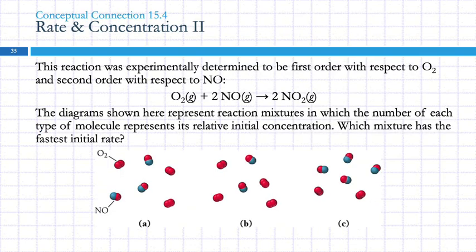So here's a problem where there's not really any numbers, no calculations. This reaction was experimentally determined to be first order with respect to oxygen, second order with respect to NO. The diagrams here show reaction mixtures in which the number of each type of molecule represents its relative initial concentration. Which mixture has the fastest initial rate?